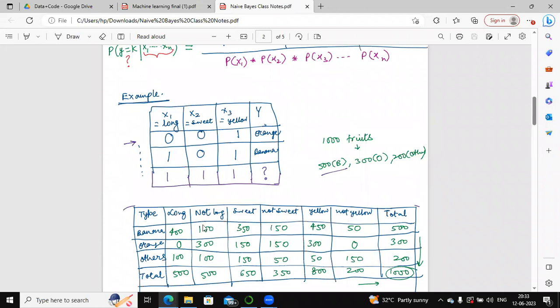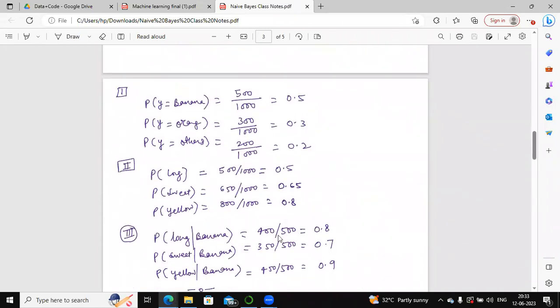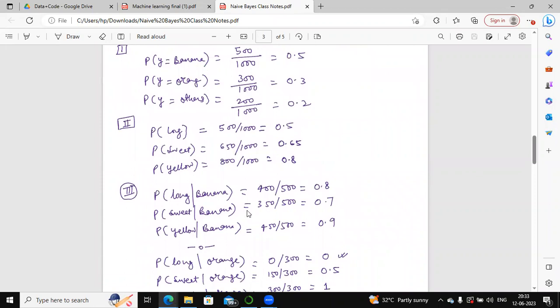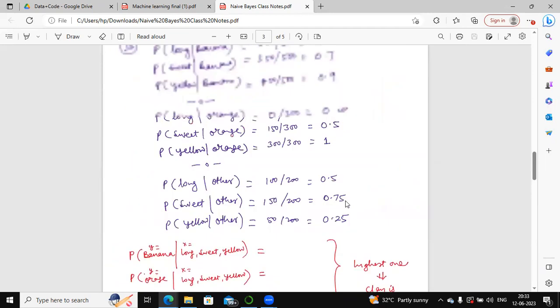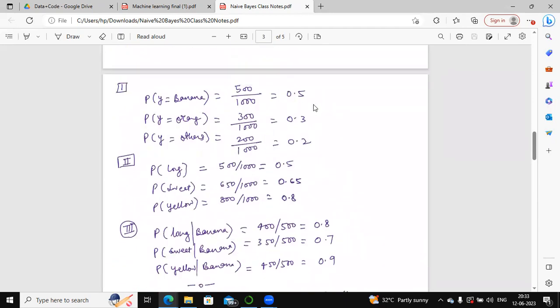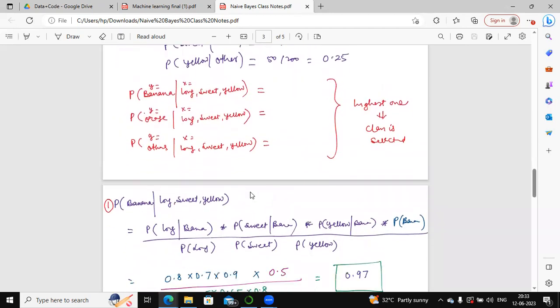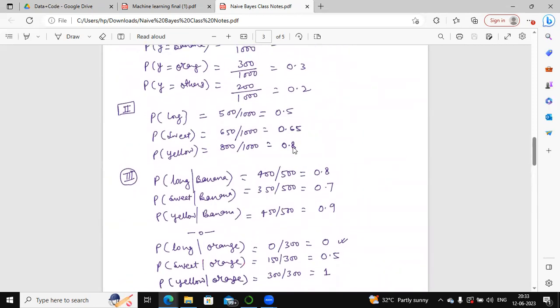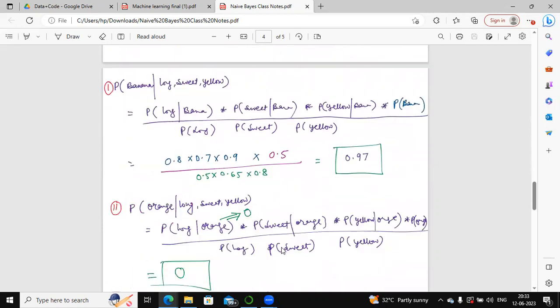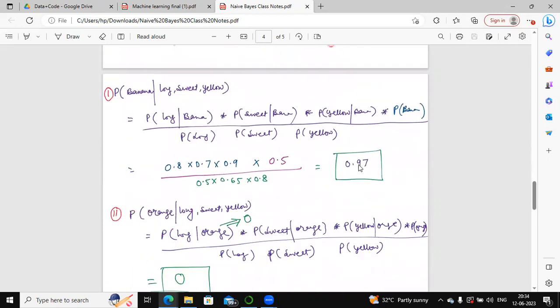Substituting those answers: probability of long given banana is 0.8, probability of sweet given banana is 0.7, probability of yellow given banana is 0.9. So 0.8 into 0.7 into 0.9, into the probability of banana, 0.5, divided by probability of long, sweet, yellow: 0.5, 0.65, 0.8. Divide it and you will get the answer of 0.9.